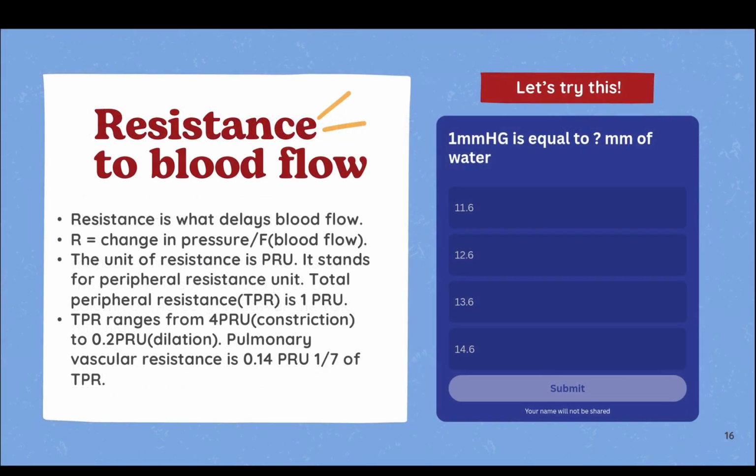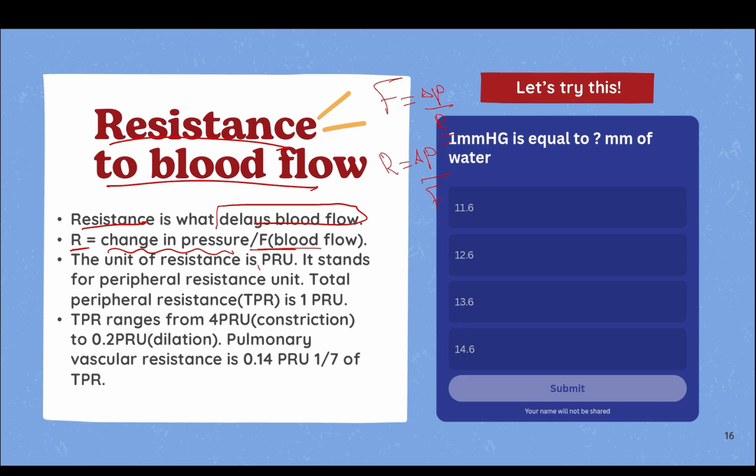Now, let's talk about the resistance to blood flow. Resistance is something that delays blood flow. Not the only force, but it's a force that goes against blood flow. Now, the equation was F equals delta P over R. If you were to calculate R, you just have to switch the equation like this. So we're using the same equation. R is the change in pressure divided by the blood flow.